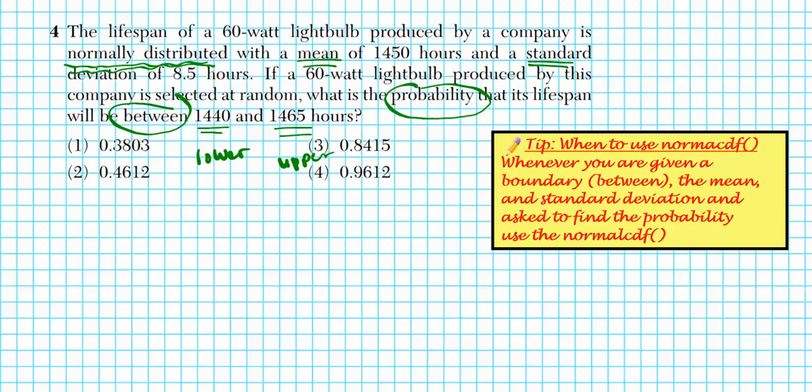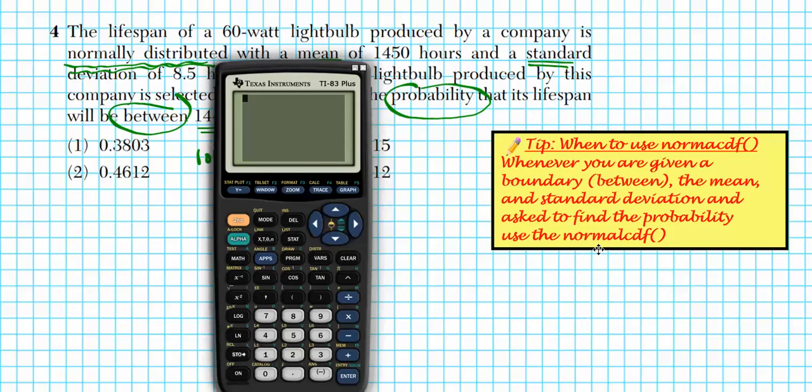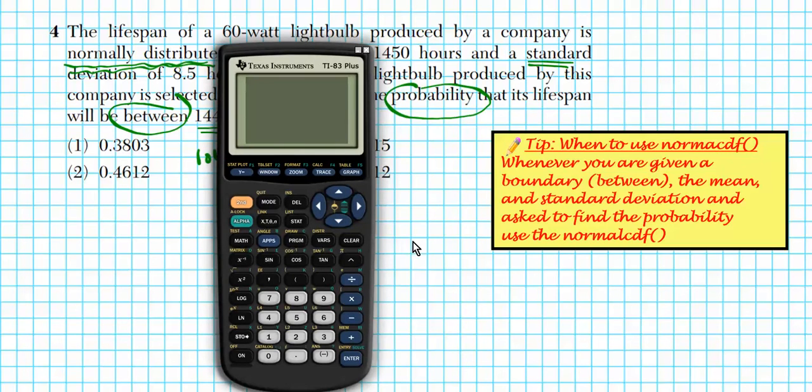When you have these components all together, you're to use the normal cumulative density function feature of your calculator to calculate the probability. All right? Okay, well, actually, sorry, I meant to say normal cumulative distribution function. All right, so this is in our calculator, a nice little feature there.